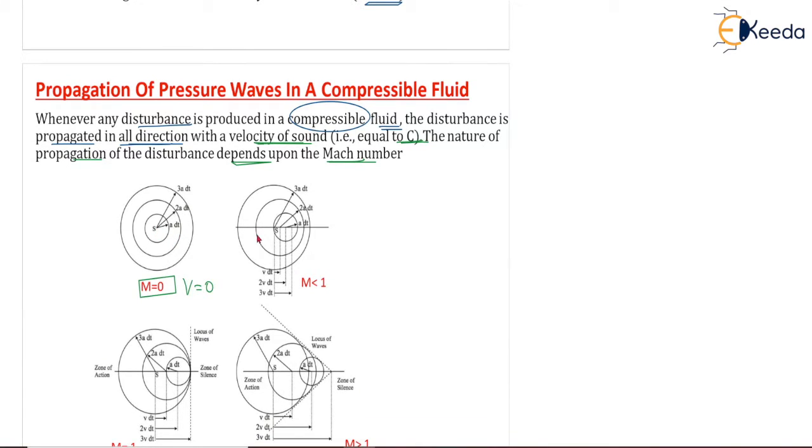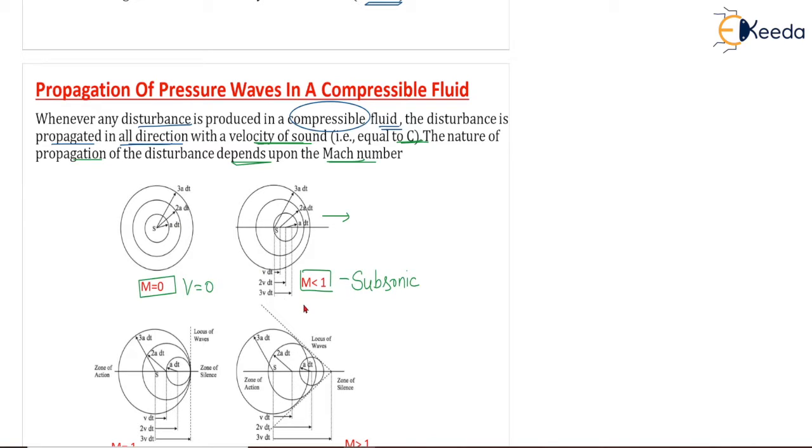Now second case, you can see here M is less than 1. M less than 1 is which case? Subsonic case. So how is the propagation of the disturbance taking place? As the sound wave is propagating, the object is also moving, correct? This is the nature of the propagation of disturbance for the subsonic flow. The body is moving in this direction, and the disturbance is also moving in this direction.